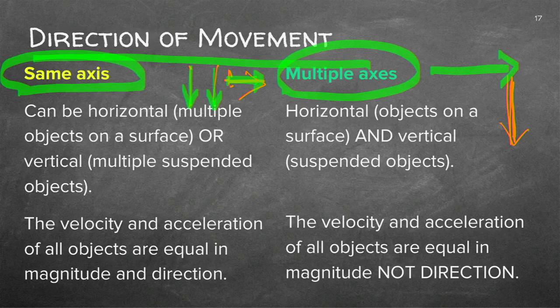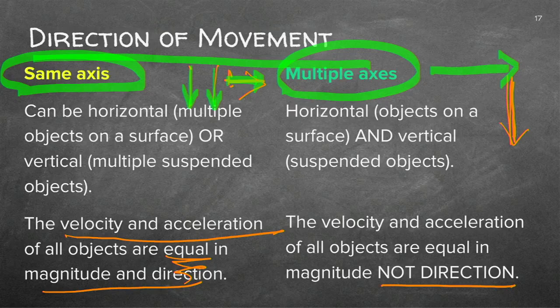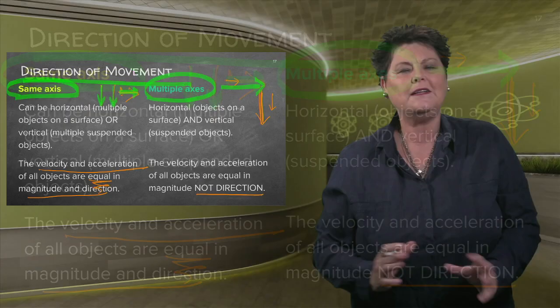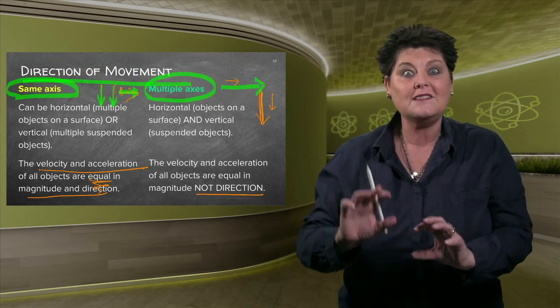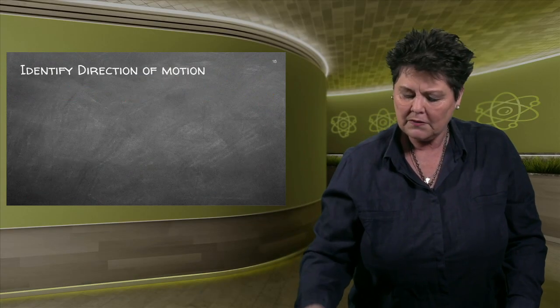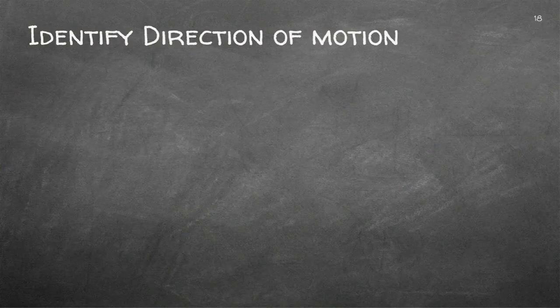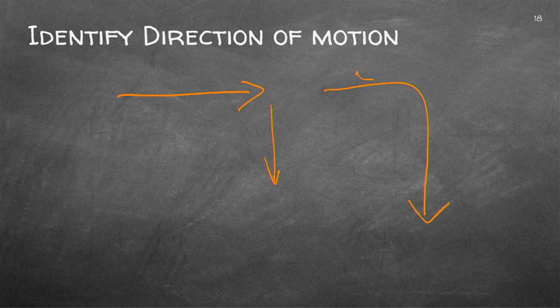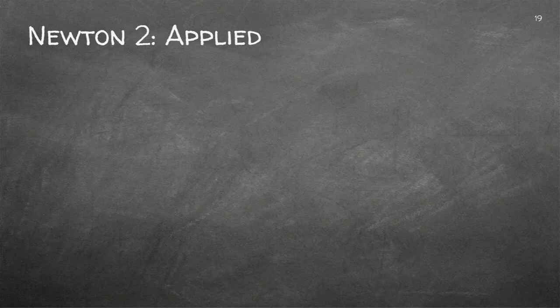In this case, the velocity and acceleration will be equal. It will be in the same direction. In this case, it won't be in the same direction. As you see, this one is going to the right, but this one is going downward. So that's not that difficult if you visualize and see the masses in front of you. Again, identify the direction. Is it horizontal? Is it just vertical? Or is it like that? Then it's got horizontal and vertical components.